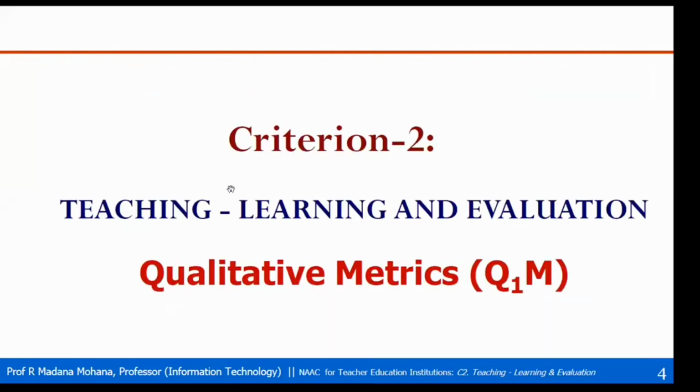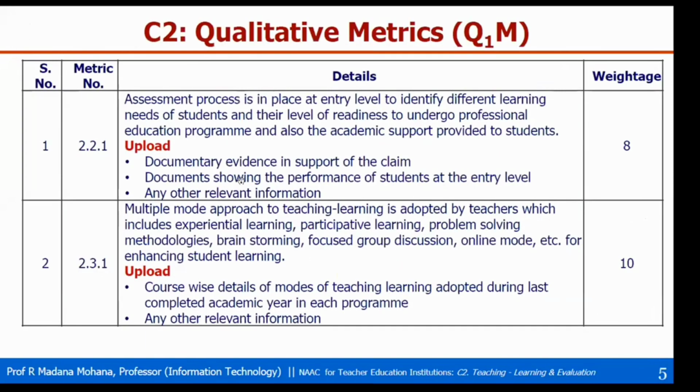Now let us see the qualitative metrics first. In the qualitative metrics, first here 2.2.1. See here, the criteria number is 2. So here the sub-metrics start with 2.1, 2.2, 2.3, 2.4 up to 2.8. In the first slide we have given 2.1 to 2.8. So the sub-metrics also start with the key indicator, sub-point wise. Now this is the 2.2 metric, sub-indicator 2.2.1.